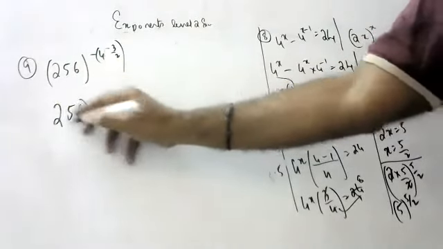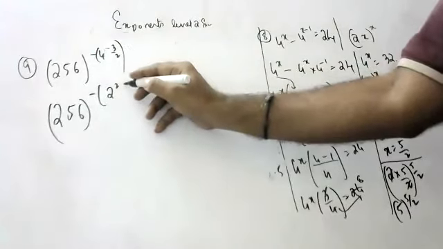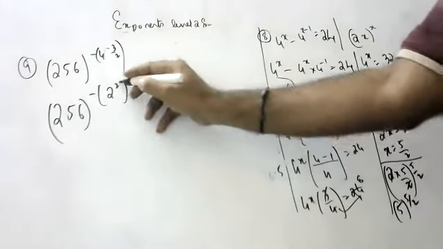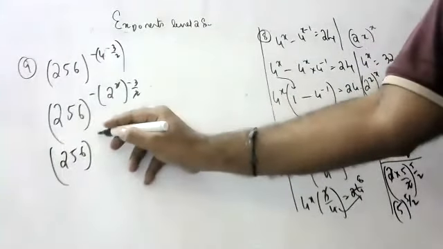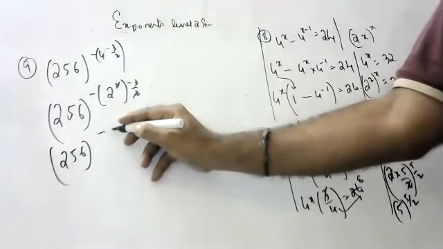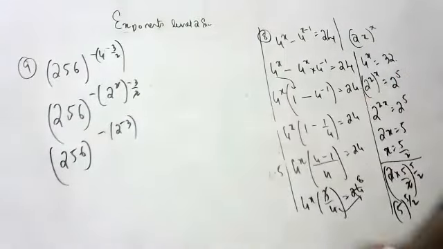256. Okay. 4 to the power of 2 square, sir. 2 square into minus 3 by 2. So the 2 cancels. Yes, sir. 256 to the power of minus 6 plus 6, minus 2 to the power of minus 3, sir. Minus 3. Okay. Yes, sir.